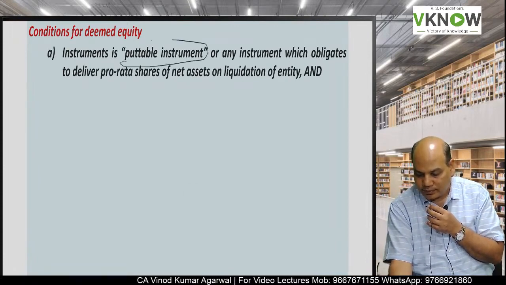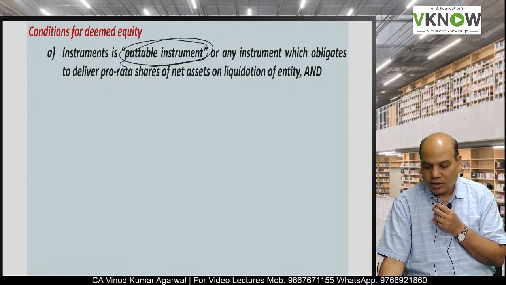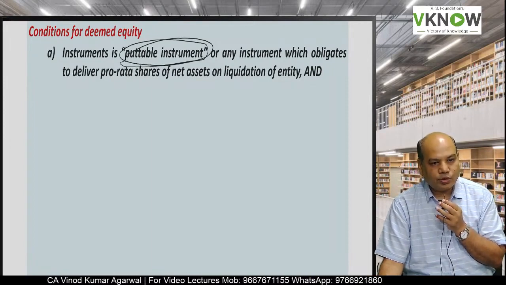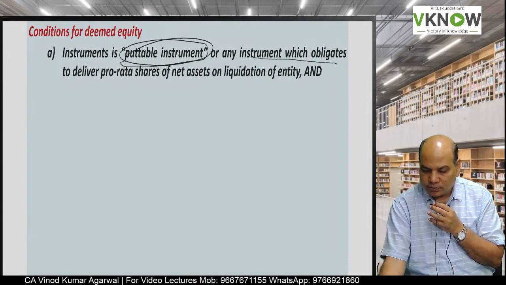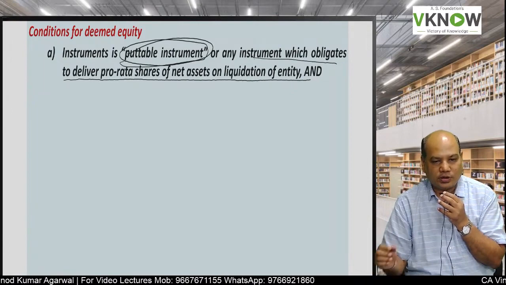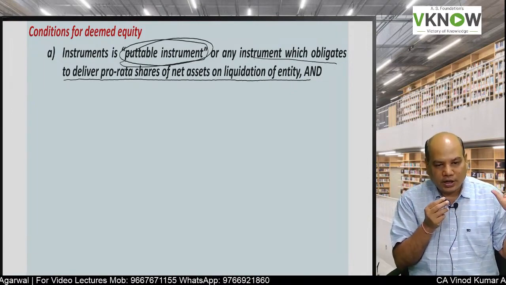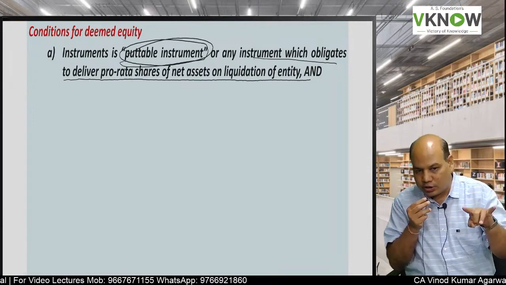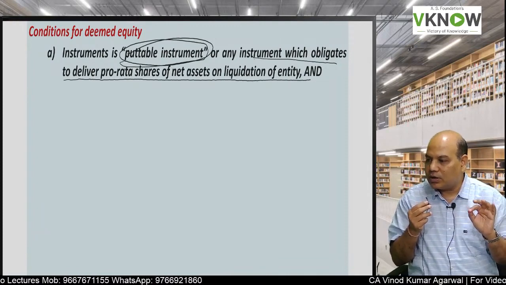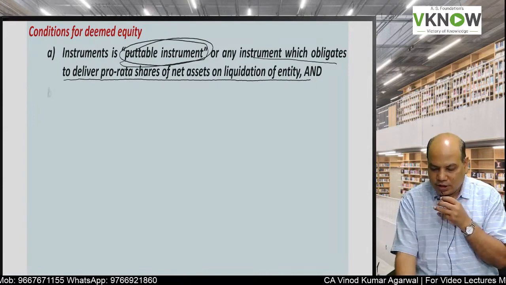Putable instrument. What is a putable instrument? The investor can surrender the bond before maturity and can get cash. That is putable instrument. Or an instrument which obligates to deliver pro rata share of net asset on liquidation. That means the holder of the instrument will get pro rata share in net asset, but at the time of liquidation. So he is getting cash also, but that cash is paid at the time of liquidation. Such instruments are treated as deemed equity.